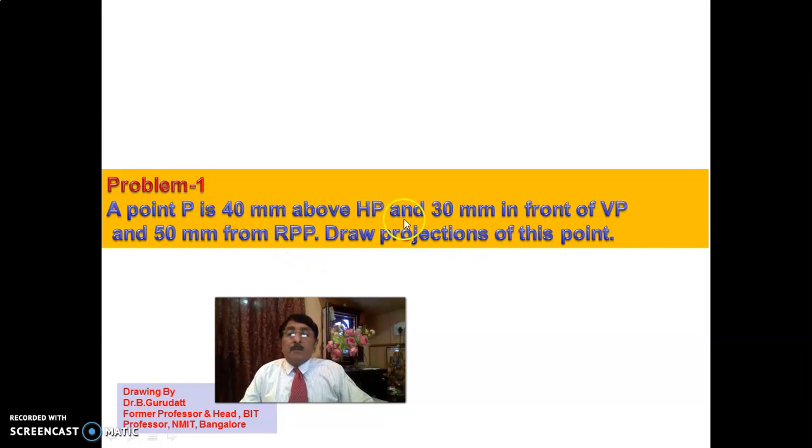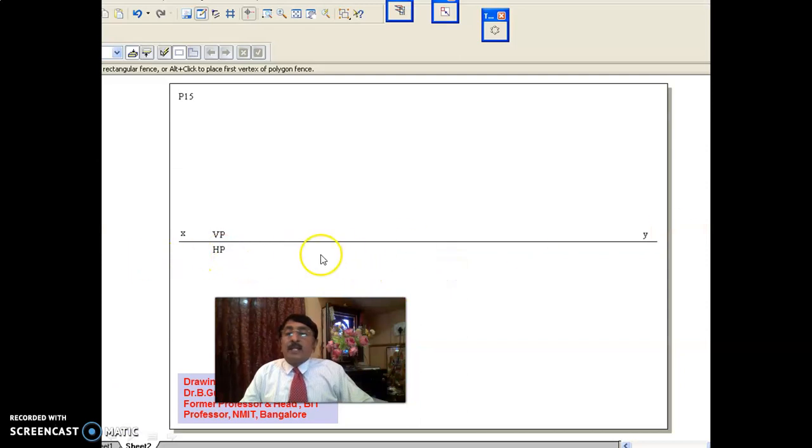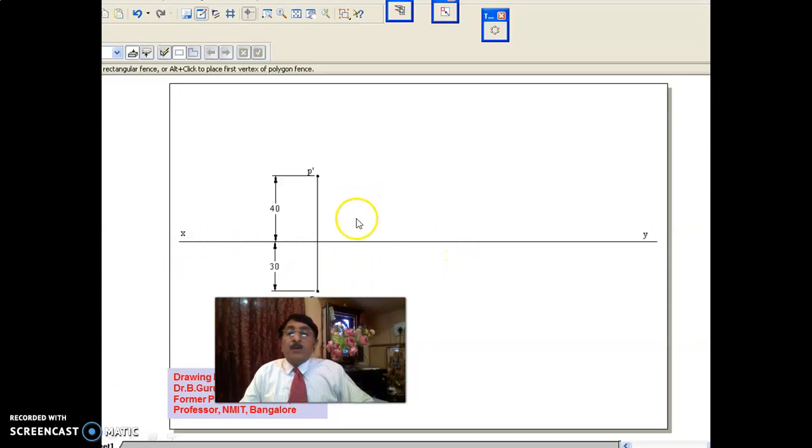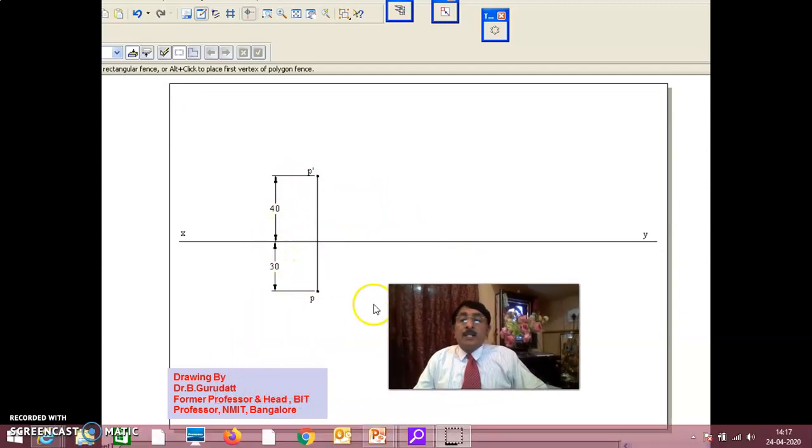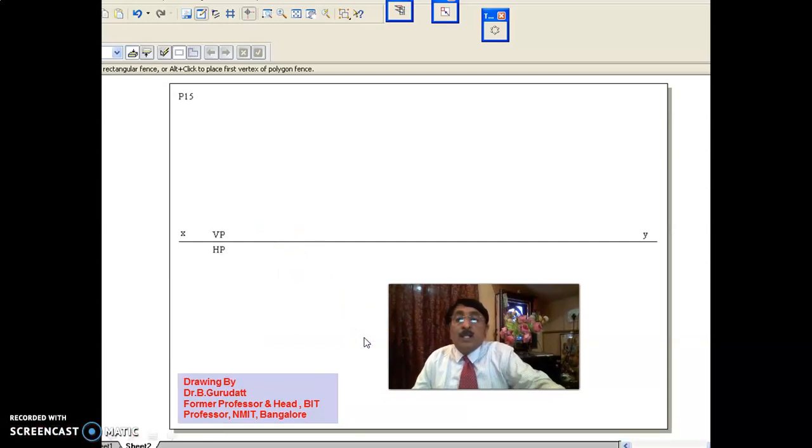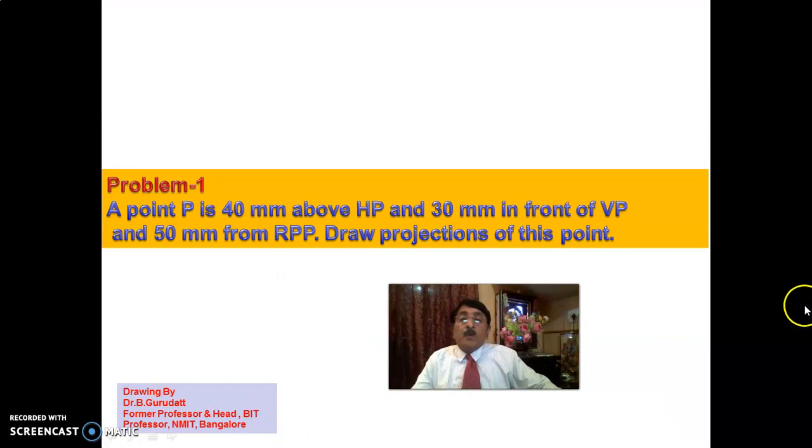A point is 40 mm above HP, 30 mm in front of VP and 50 mm from RPP. Draw XY, X1, Y1. 40 mm above HP, 30 mm in front of VP. Anything above HP is parallel to VP; that's why it should be projected on VP. 30 mm in front of VP is parallel to HP.